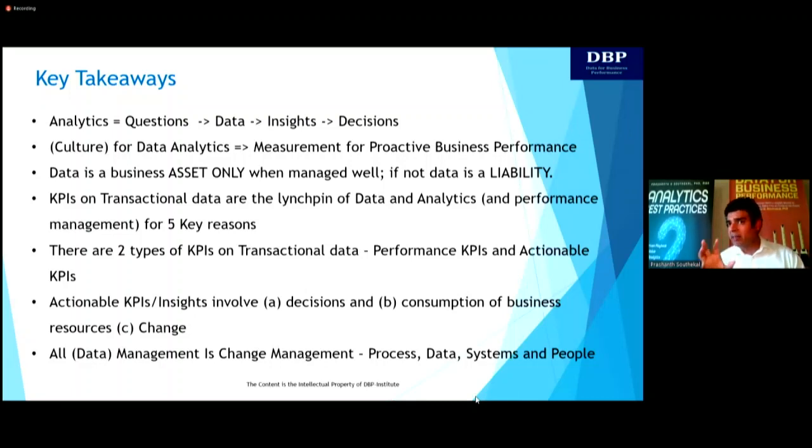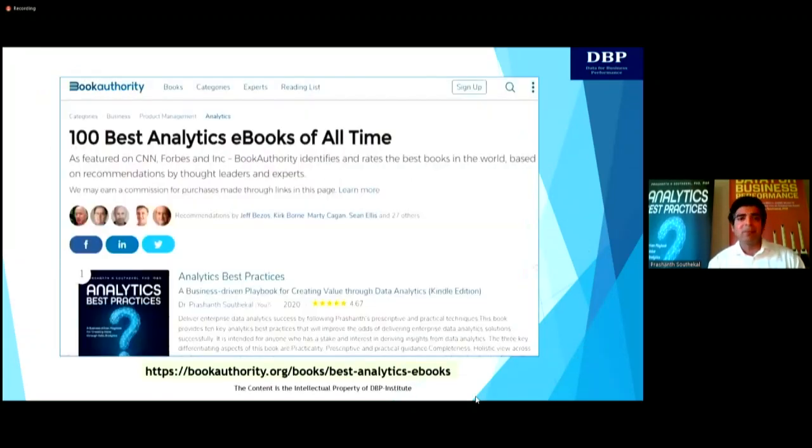When you talk about transactional KPIs, performance KPIs, which is about knowing, it gives a choice either to know or just keep it, or else you can transform it into actionable KPIs. When you talk about actionable KPIs, it involves 3 major things: decisions, the consumption of business resources, and ultimately change. And finally, all data management is about change management. What is this? You need to manage your process, data, systems, and people.